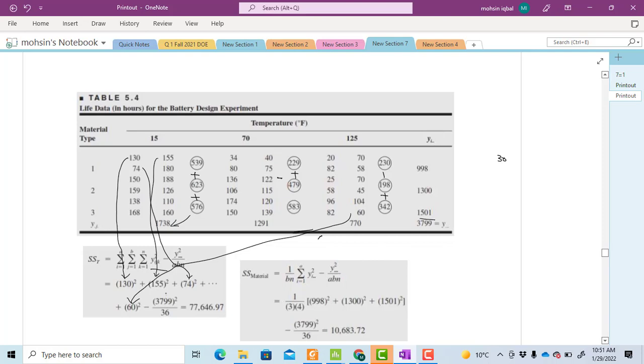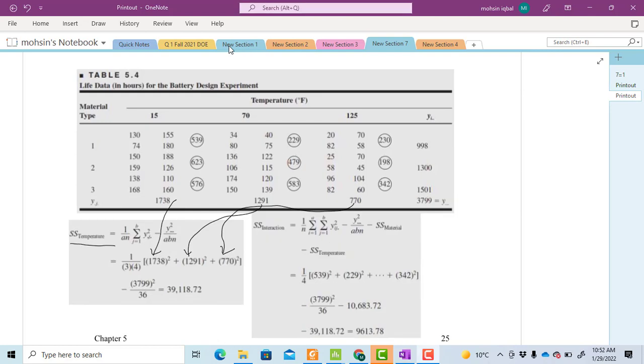3799 is the sum of all the values, meaning when we take the summation of all these values, we get 3799. And 36 is, as printed in this formula, abn, or capital N, the count of all the values taken in this experiment. So there are 36 values taken in this experiment. By using these formulas, you will calculate the sum of squares of the total, of the material, and of the temperature.